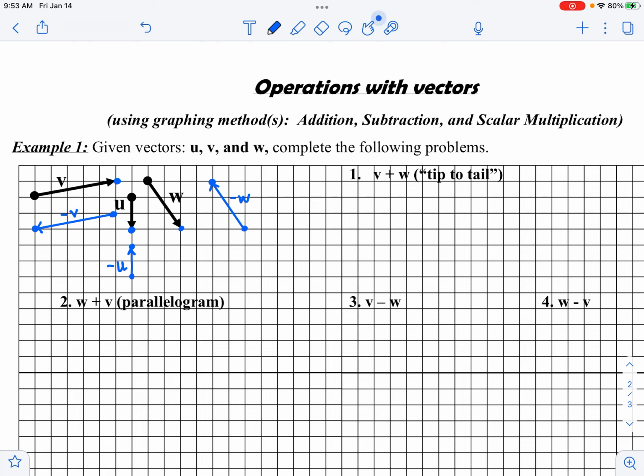All right, so the first one is I want to do v plus w. So what you're going to do is you're going to draw v. Please don't copy and paste, because on your test you can't copy and paste. You're going to have to actually copy the drawing. All right, so I'm going to start by drawing v. I'm going to make a point anywhere I'd like to.